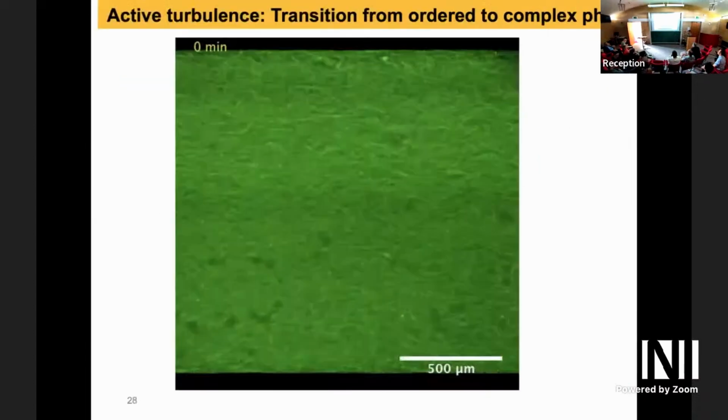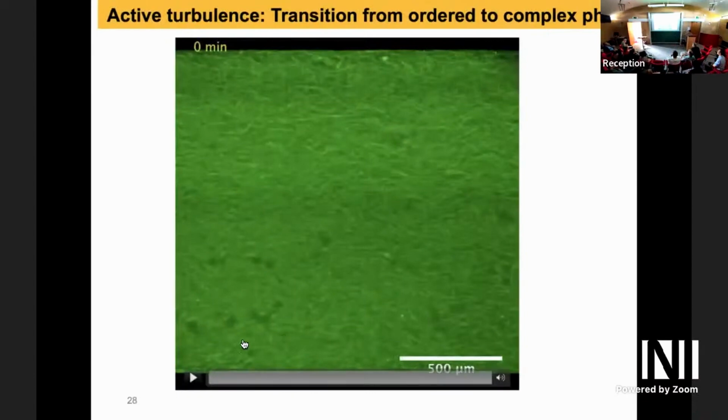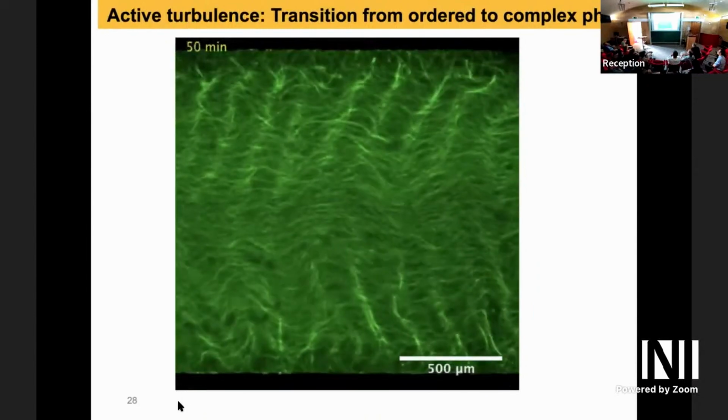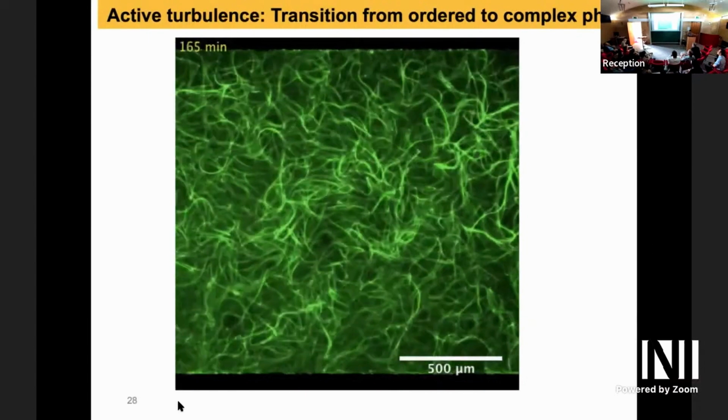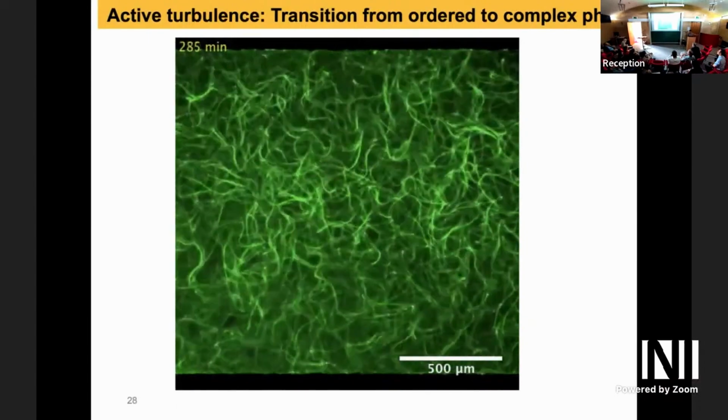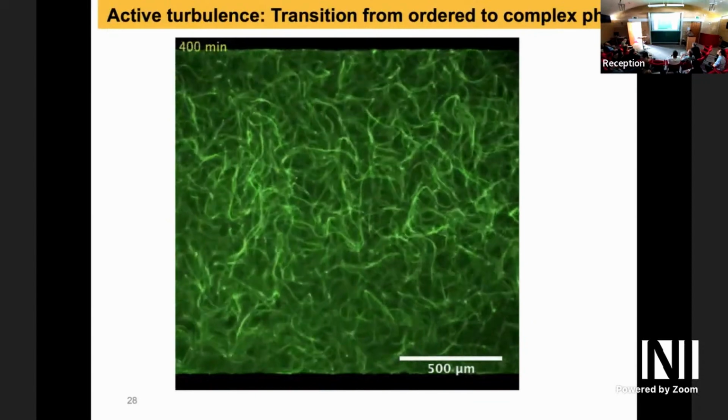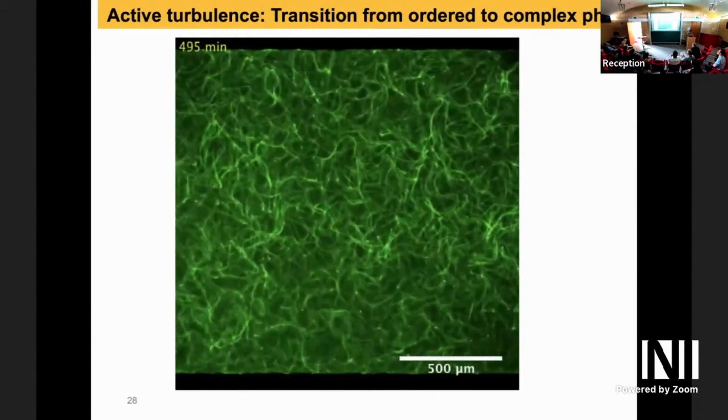But then, going back to our buckling layer. After the buckling instability, we observe that the system moved toward a more disordered state. The pattern is not there anymore. You still have bundles, but they are shorter.